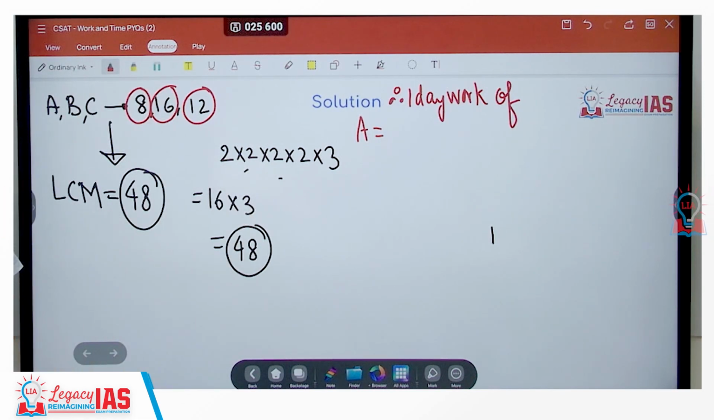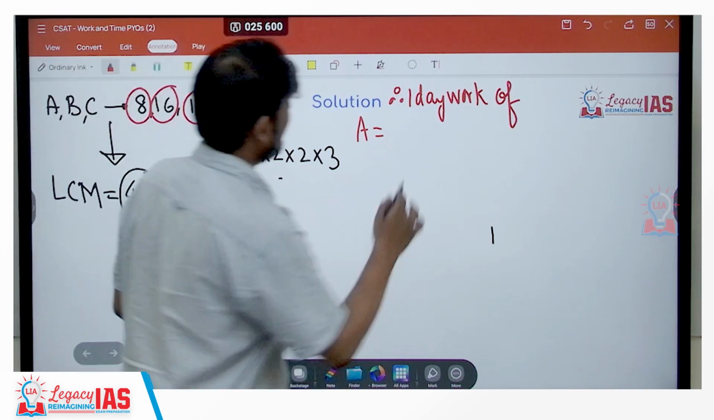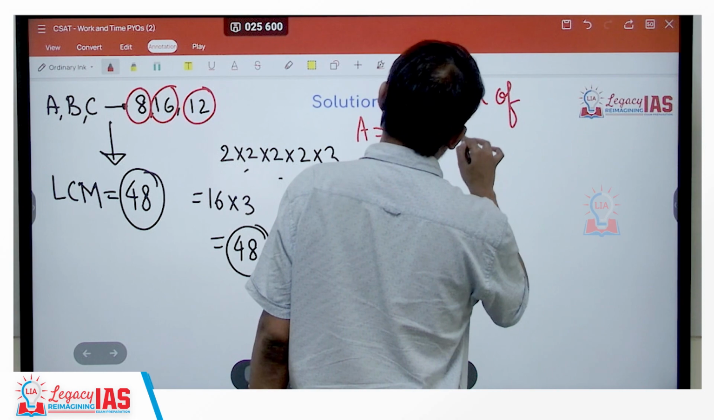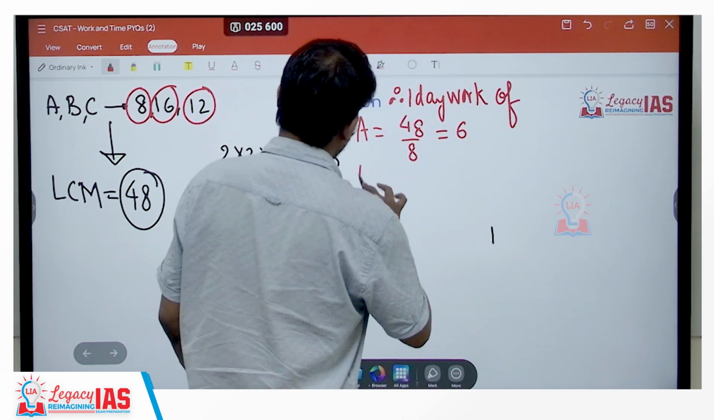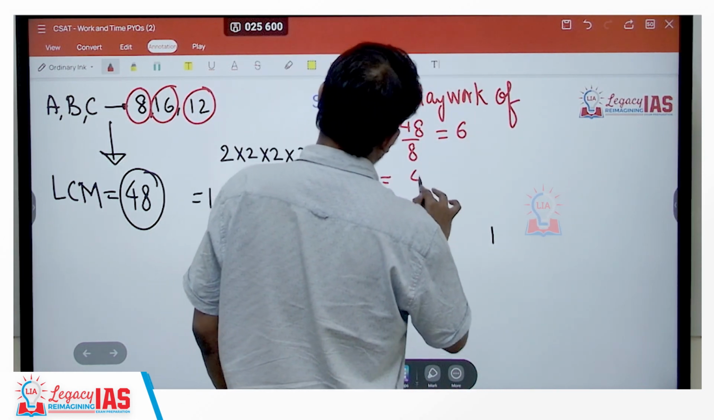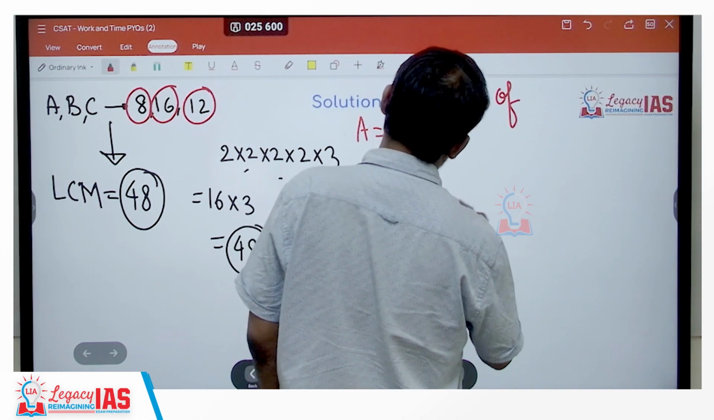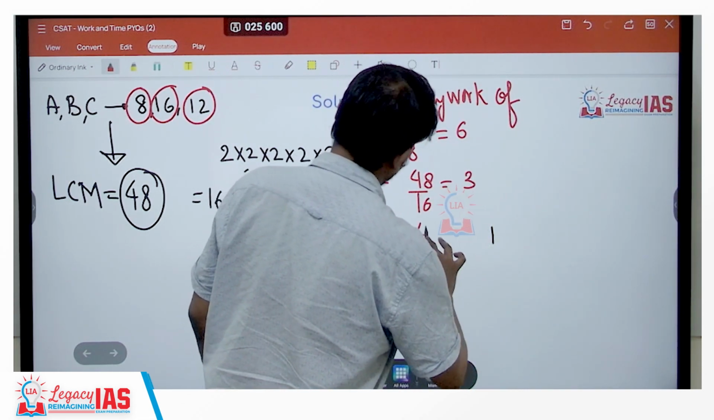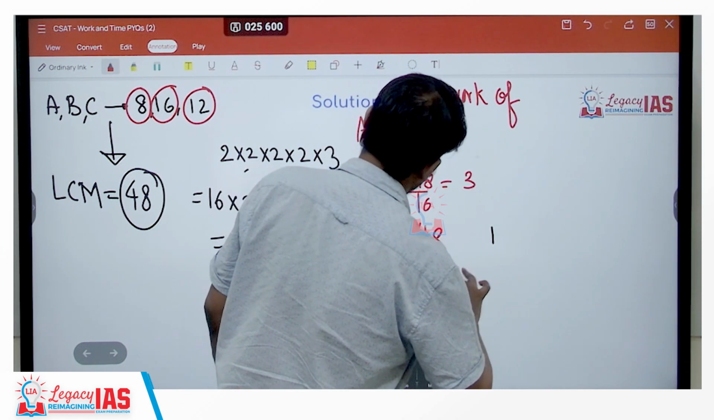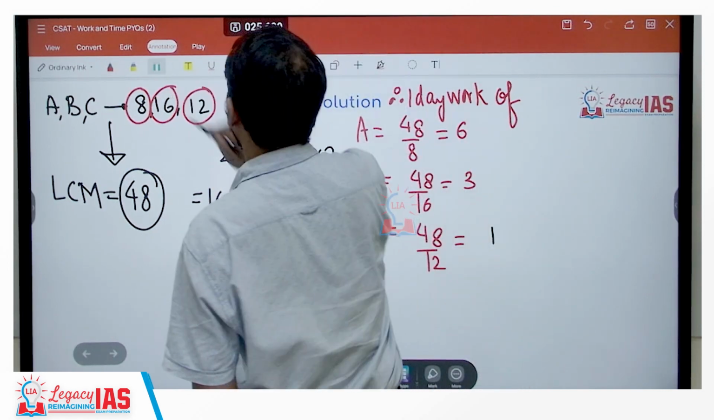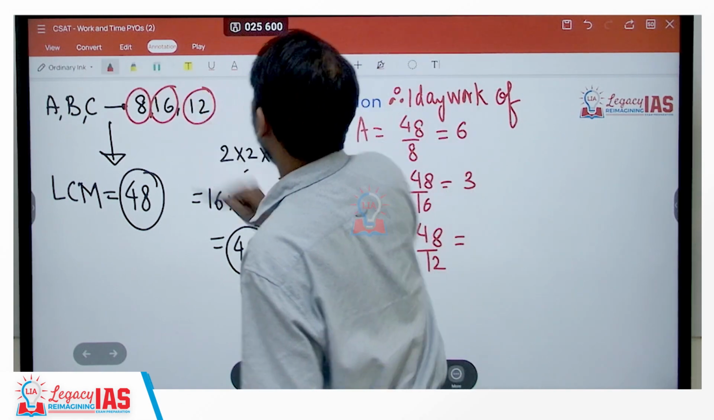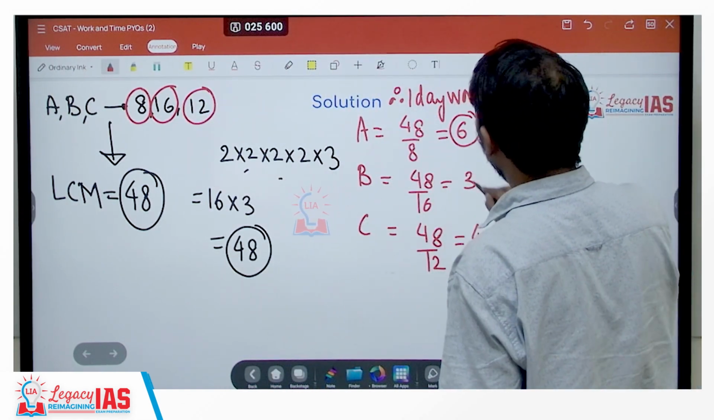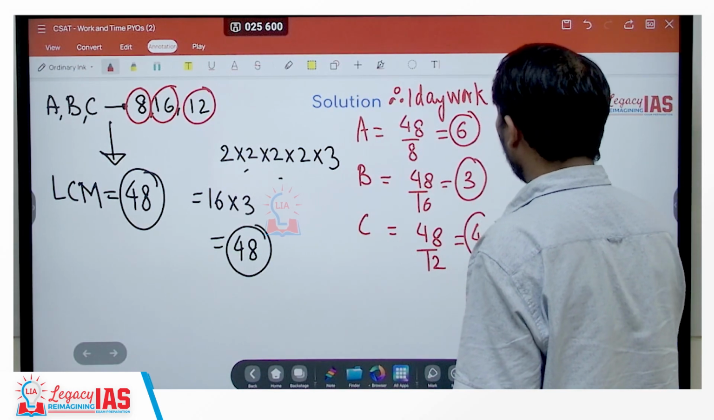So in 1 day, how much work will A do? A will do 48 by 8, which is equal to 6. B will do how much? 48 by 16, which is equal to 3. C will do how much? 48 by 12, which is equal to 4. So in 1 day, A does 6 units of the work, B does 3 units and C does 4 units.